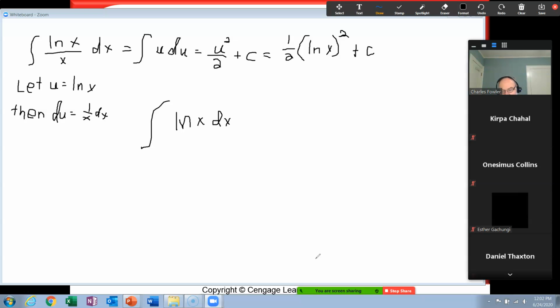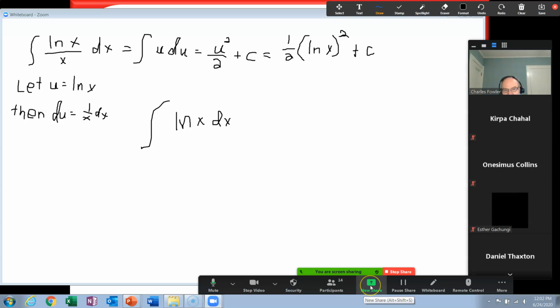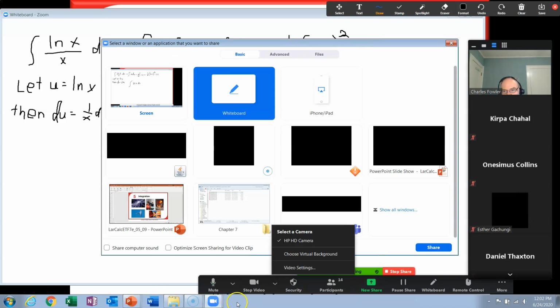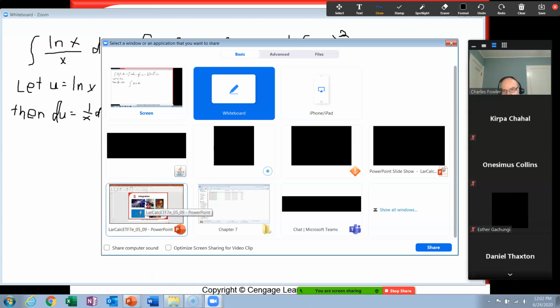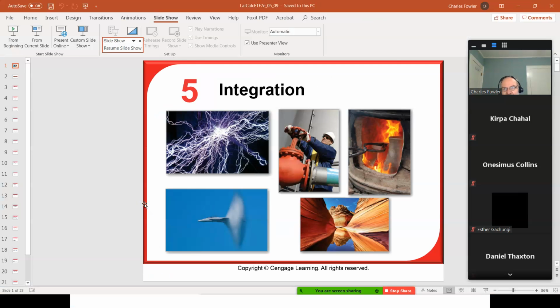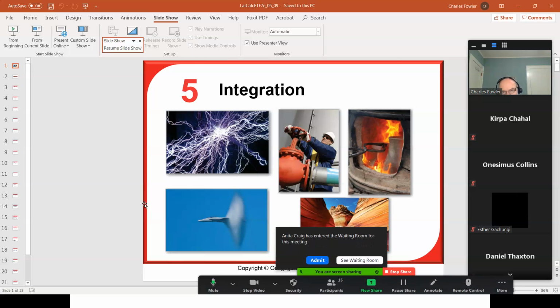All right, now we move to 5.9. And again, this is not going to be something that I'm testing you on. If you've looked at your test, you'll see it's not there. This is 5.9 here. What I'm going to do is just do as quickly as I can.